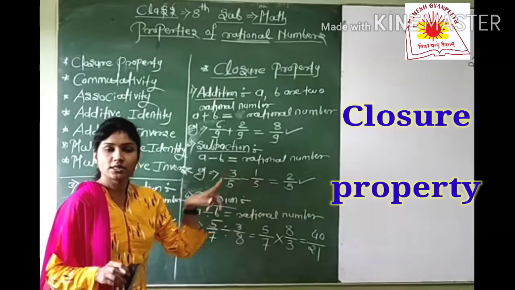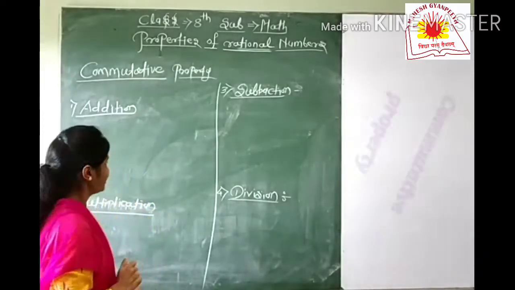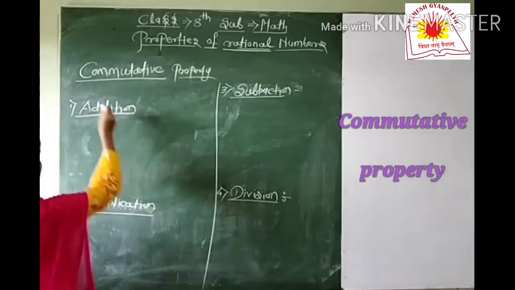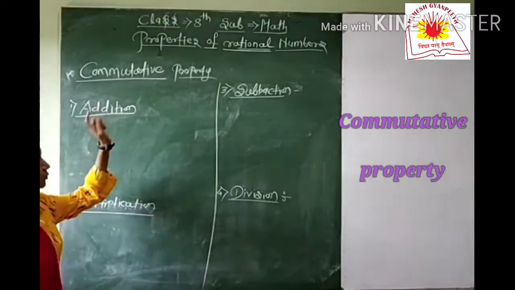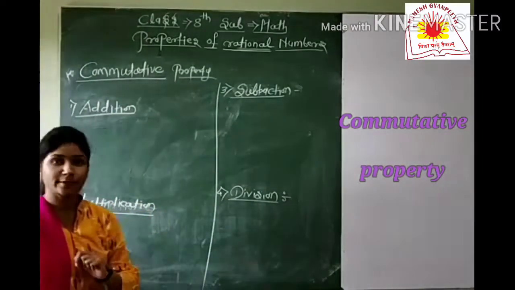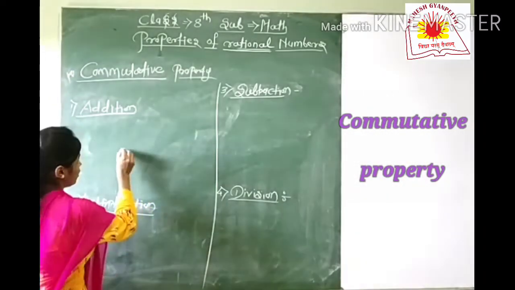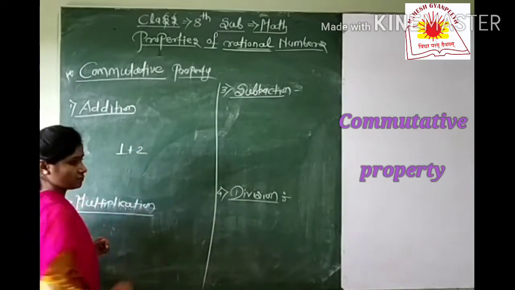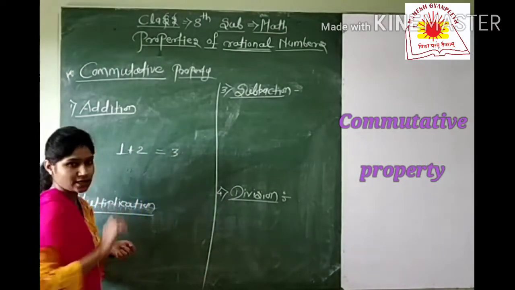This is called the closure property. Okay. Now the next property, the second property, is the commutative property. Now what is the commutative property? Suppose we take a general example. See here, 1 plus 2. 1 plus 2 is 3.